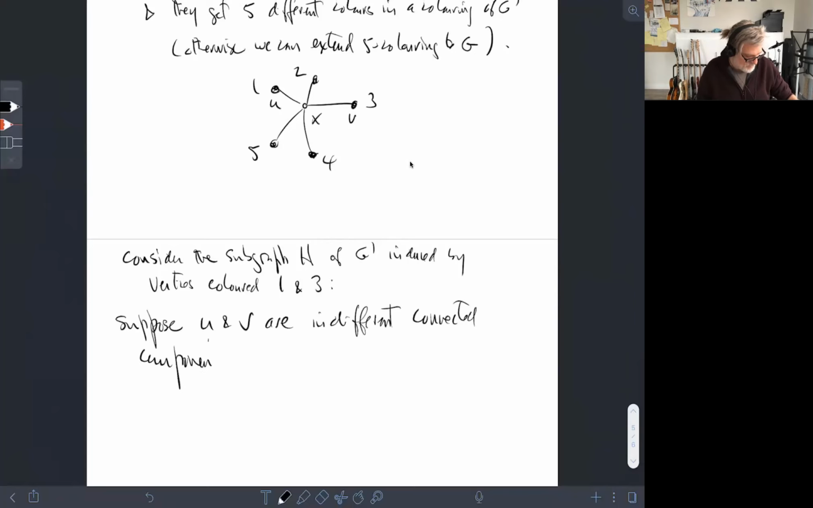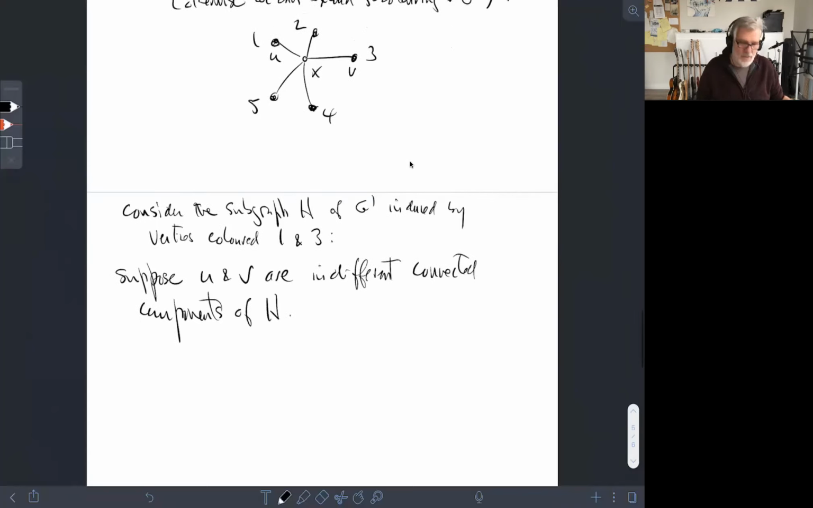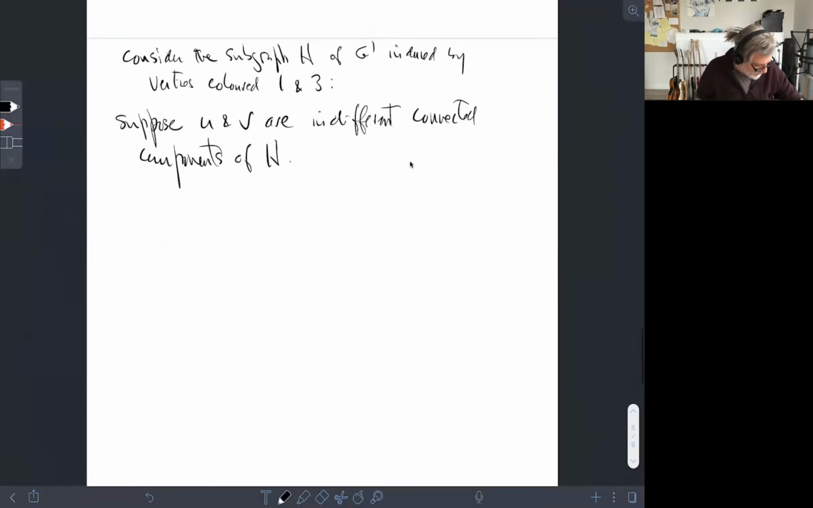of H. Okay, so what does that mean? So I have all these vertices colored 1 and 3, and I suppose that U and V are not in the same component of this subgraph. What it means is I can't reach V from U using vertices colored by 1 and 3. Okay, so I'm going to show you a little example.